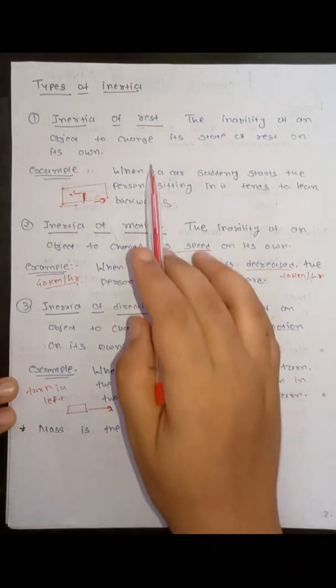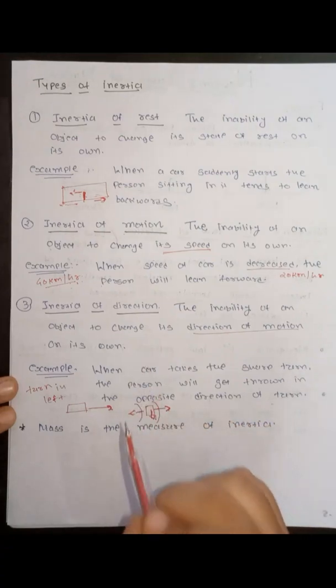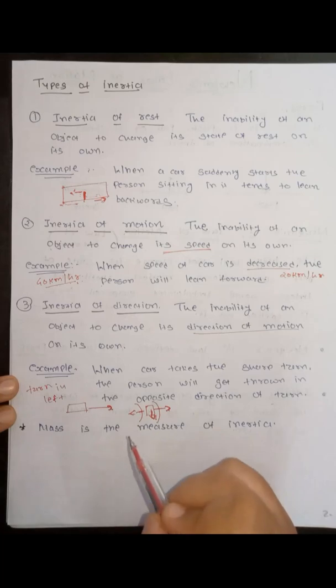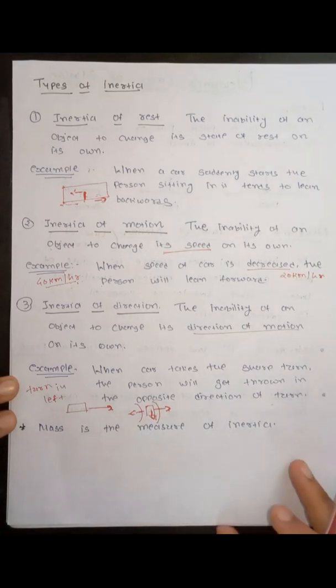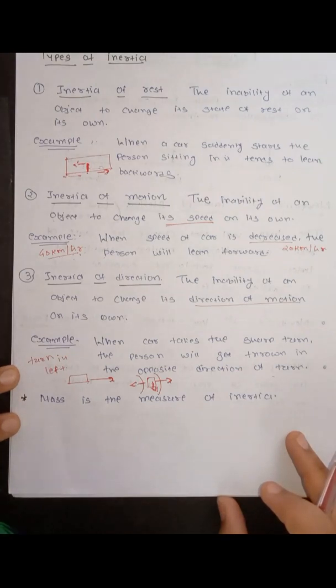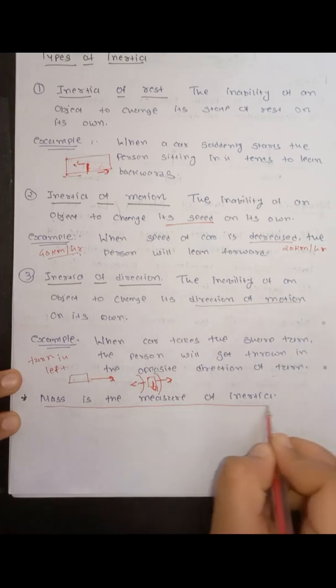So there are 3 types of inertia. Inertia is basically the tendency of an object to resist the change in its state of motion or state of rest. Now, what are the factors on which inertia depends? Mass is the measure of inertia.